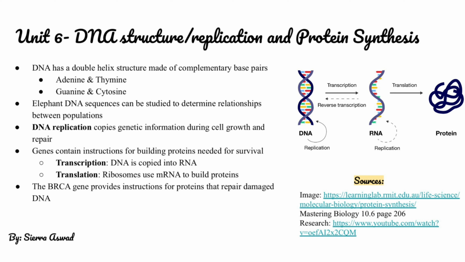This unit also includes protein synthesis. During transcription, DNA is copied into mRNA, and during translation, ribosomes read the mRNA to build proteins. Proteins control many cell functions, including growth and repair. The BRCA gene contains instructions for making proteins that repair damaged DNA. Scientists use these DNA processes to study elephant genetics and help protect populations from poaching.